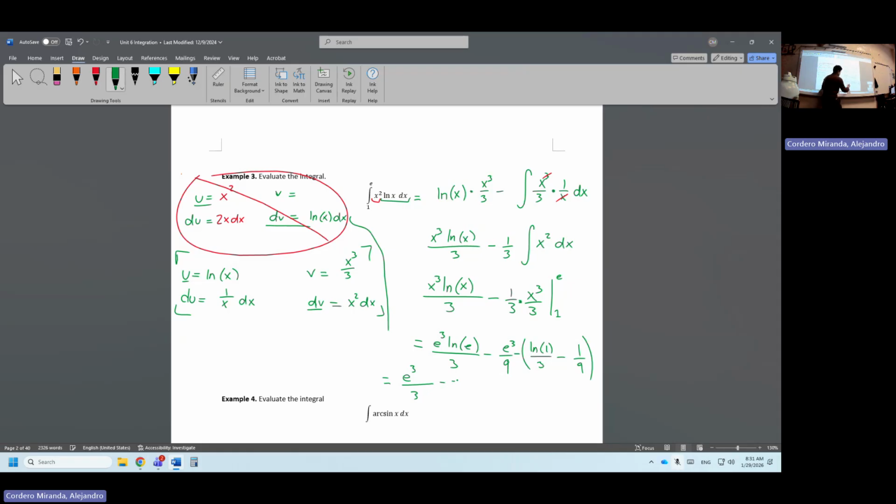e cubed over 9, there's no nice way to write that. And then natural log of 1, hopefully you know that that's 0, and then minus 1/9. So actually that's minus negative, this is 0, and that's plus 1/9. And there's probably a nice way to simplify that, but I don't want to. I think that's as much as I want to do.